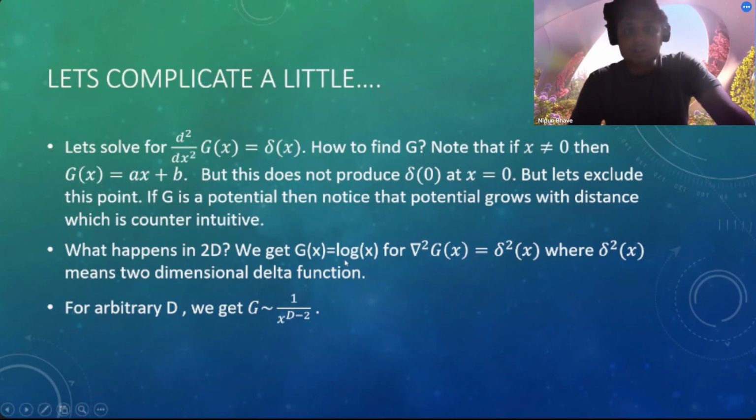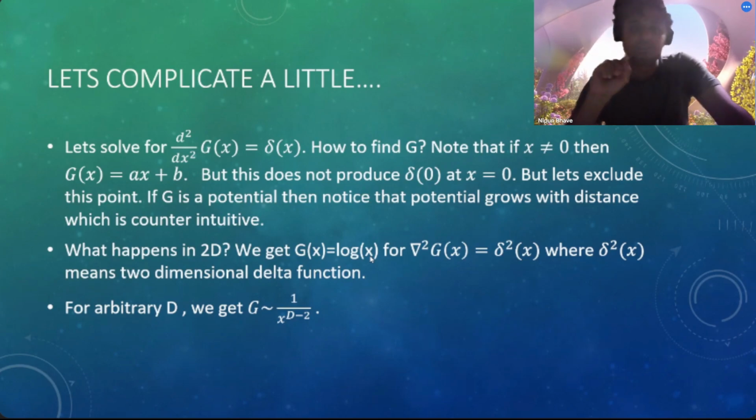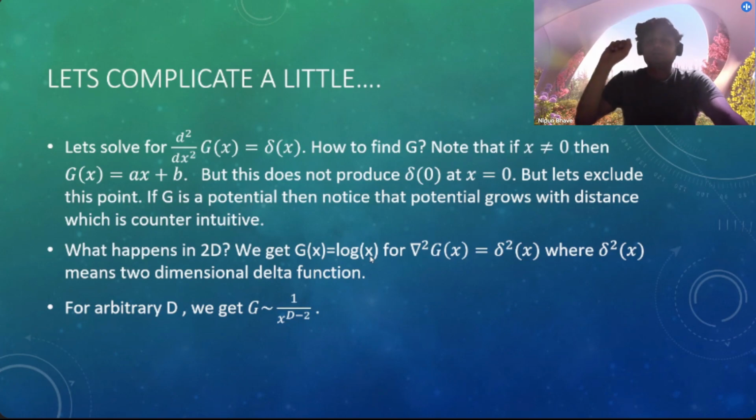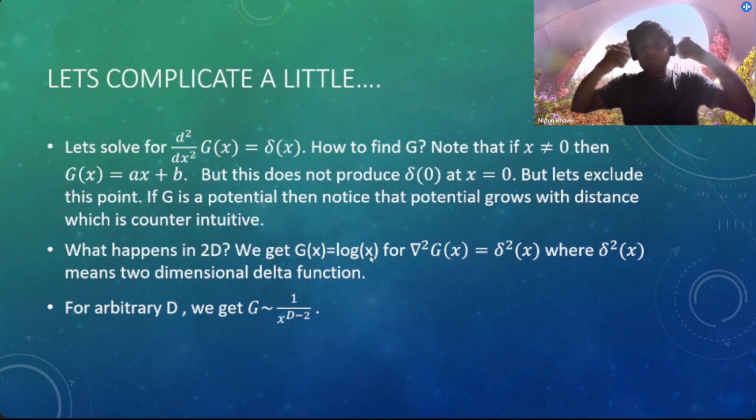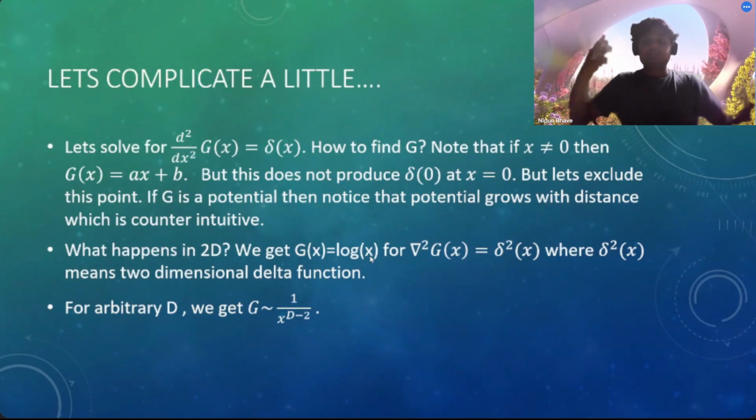In 2D, you see the growth of the potential is lowered because the log function is smaller than a polynomial function. The log function grows very slowly. So potential grows very slowly in 2D, but it still grows as x increases. But when you go to 3D, suddenly what happens is as you move apart, the potential starts dropping. The nature of the potential itself becomes 1 over x.